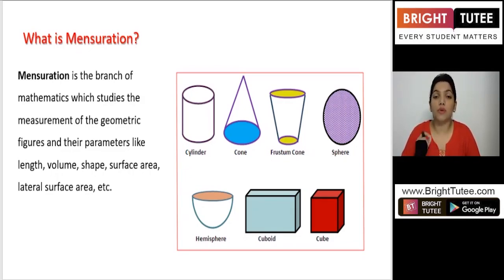Either you are measuring the length of your notebook, or the length of a wall, or your own height. Everything is a part of mensuration. As it says, it's a branch of mathematics that deals with the measurement of geometric figures and their parameters. Even if you are measuring the weight, the volume, or how big or small a particular thing is, everything is covered under mensuration. So here are some general figures that you do observe, which we are going to study. These are some broadly given 2D and 3D shapes.